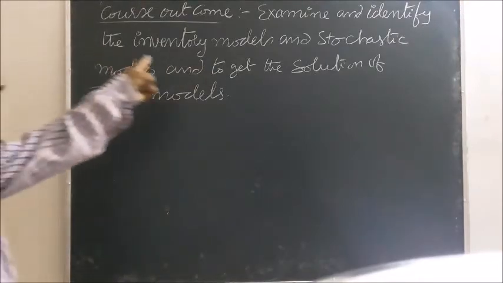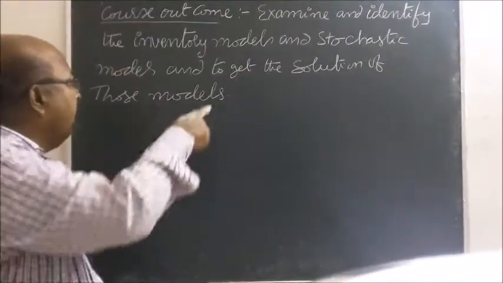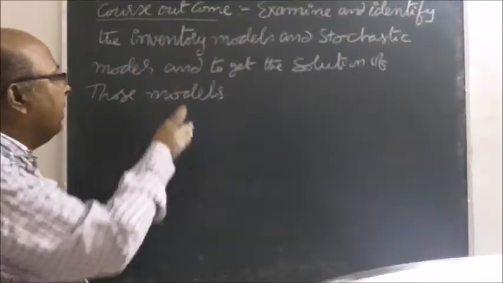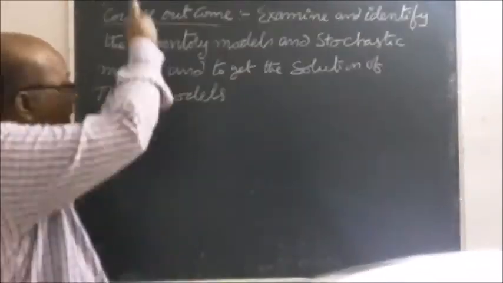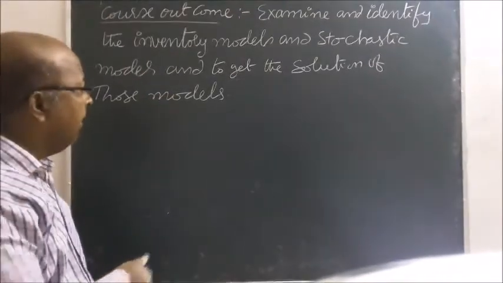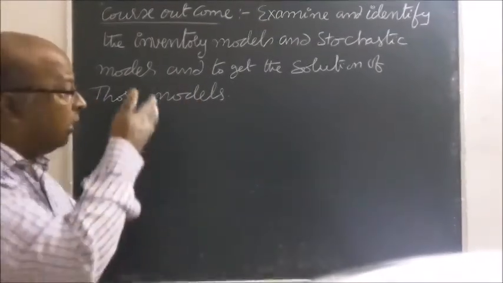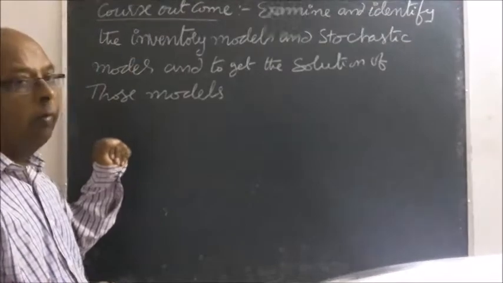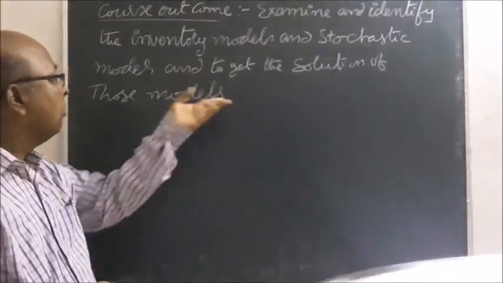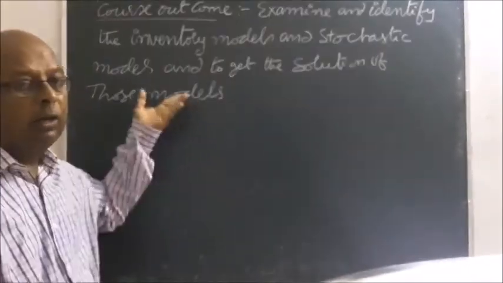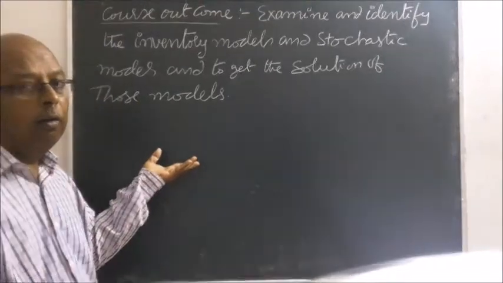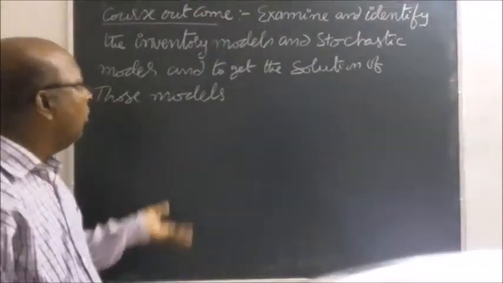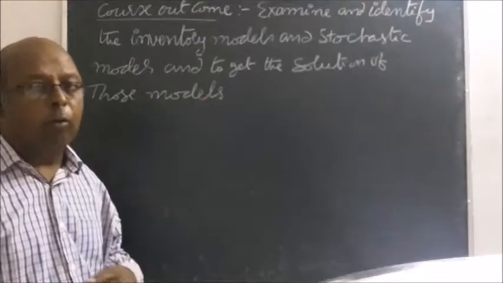Course outcome: Examine and identify the inventory models and stochastic models. Three types are there, and in these three types, totally six types of problems are there. Identify those problems and get the solution of those models. Whatever problem is given, we have to solve it and get the solution of those models. That is the course outcome.